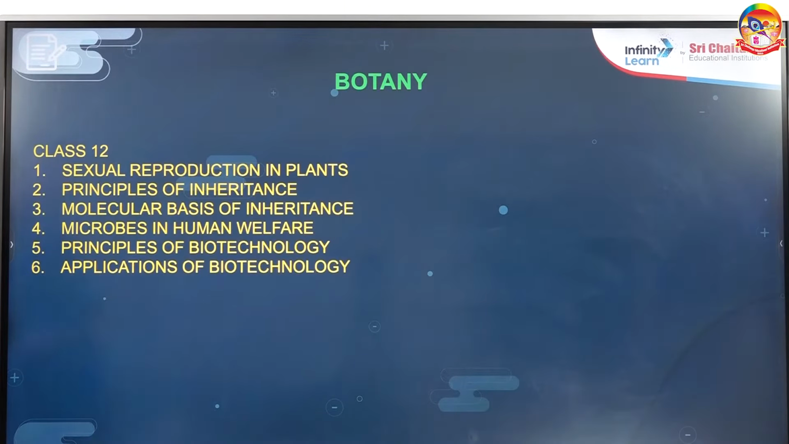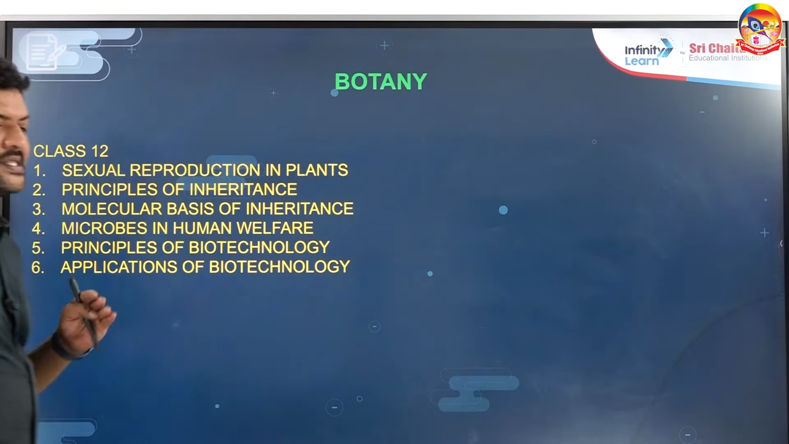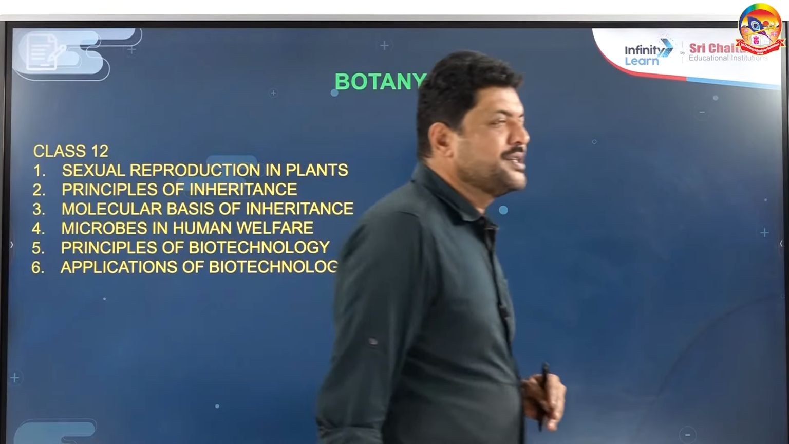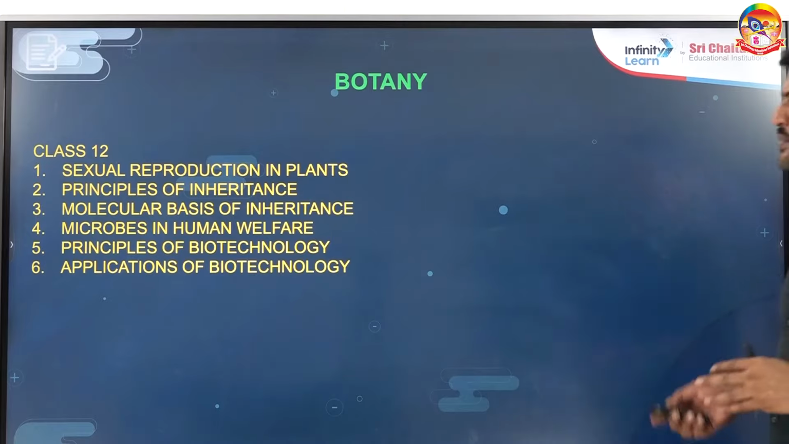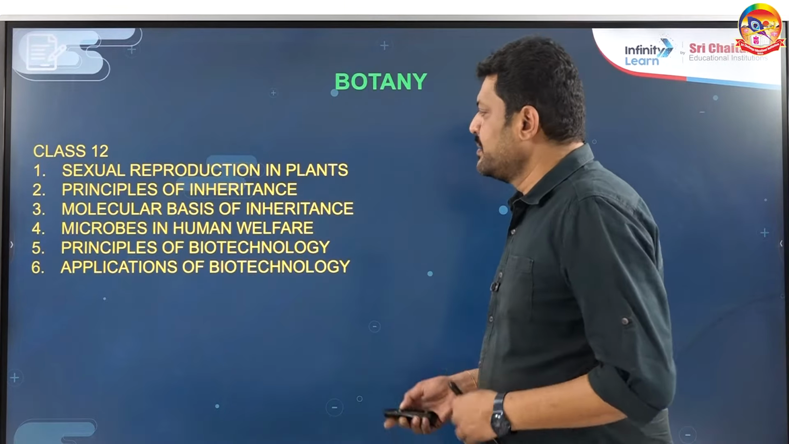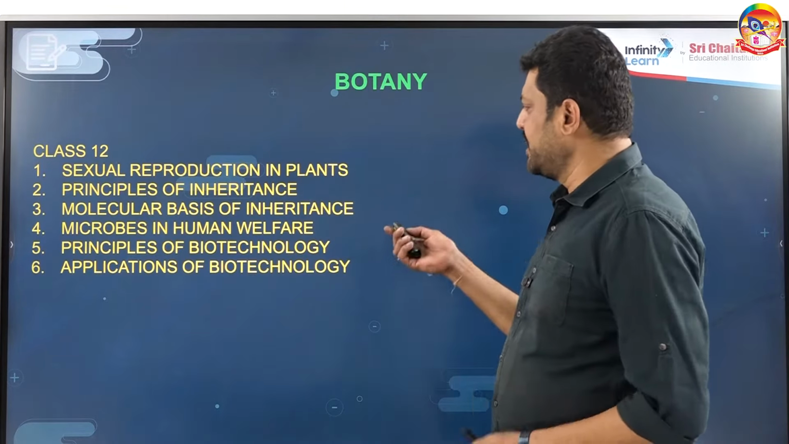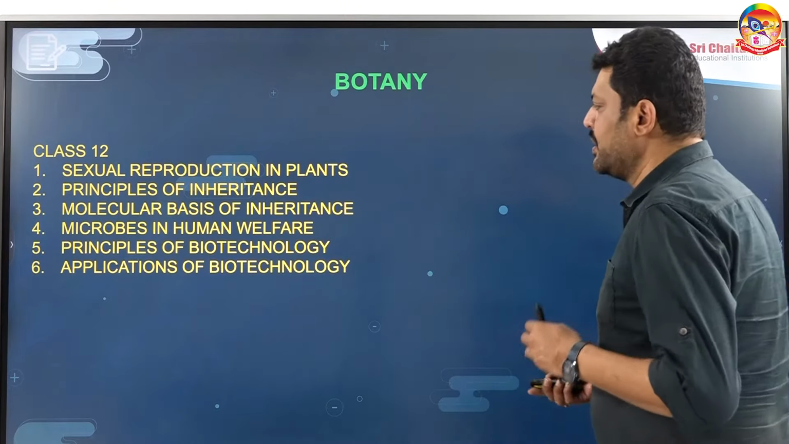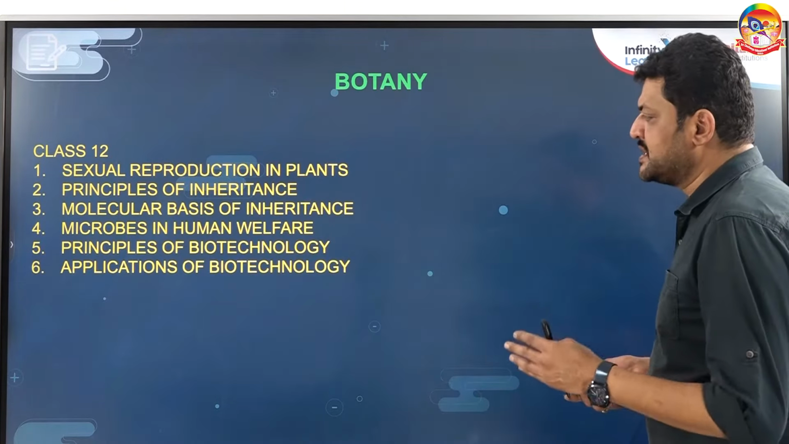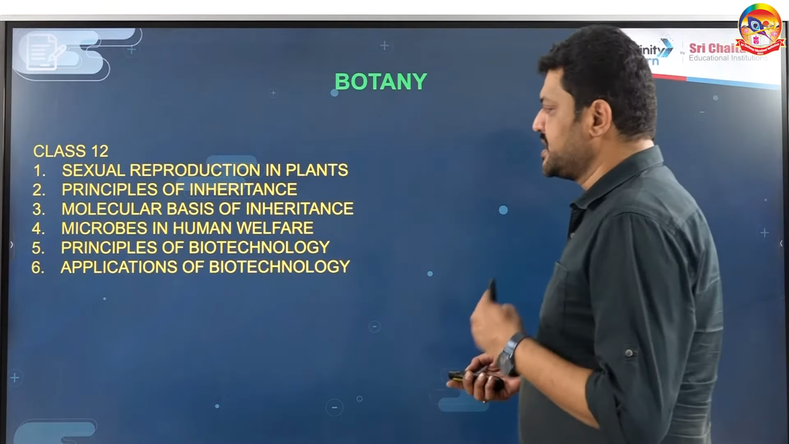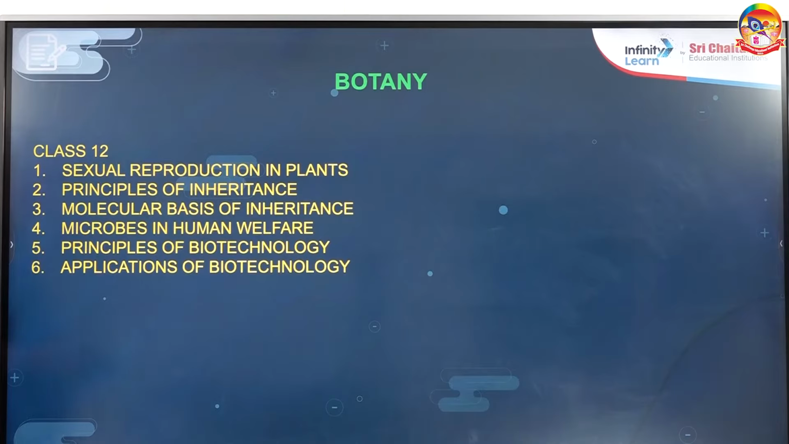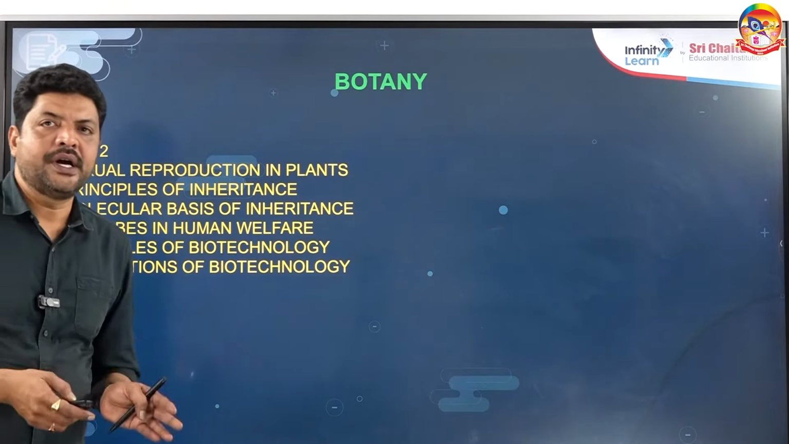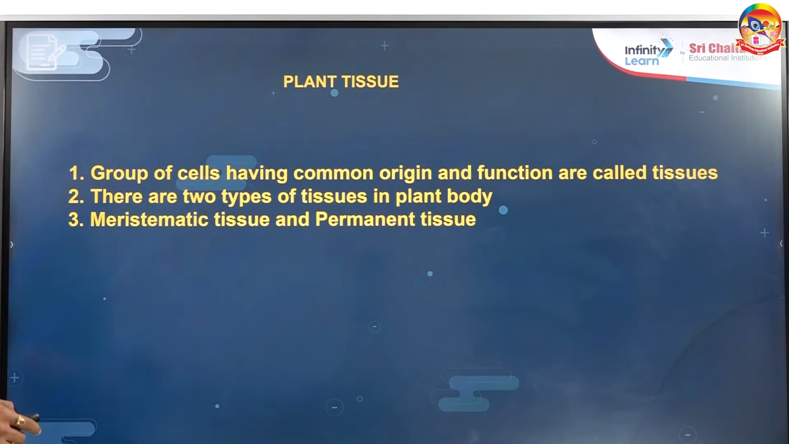In 12th class, sexual reproduction in flowering plants. It means the one more lesson that was there earlier, sexual reproduction in organisms, is deleted for this year. Now our textbook starts with sexual reproduction in plants, principles of inheritance, molecular basis of inheritance, microbes in human welfare, principles of biotechnology and applications of biotechnology. Here, strategies for enhancement of food production, that lesson is also deleted from NMC syllabus.